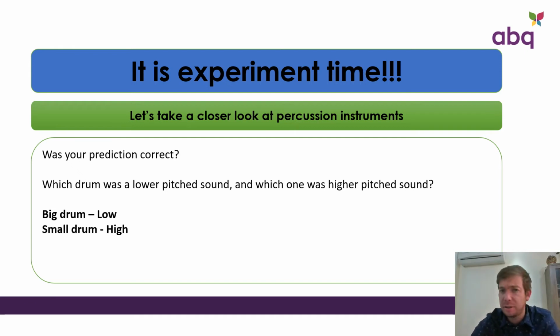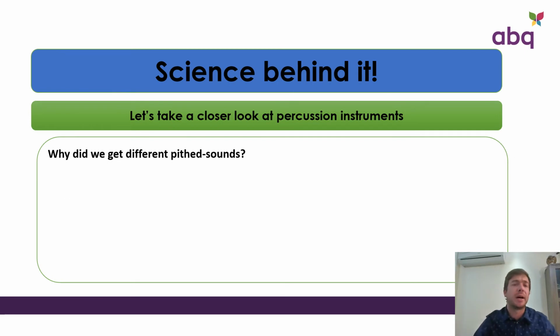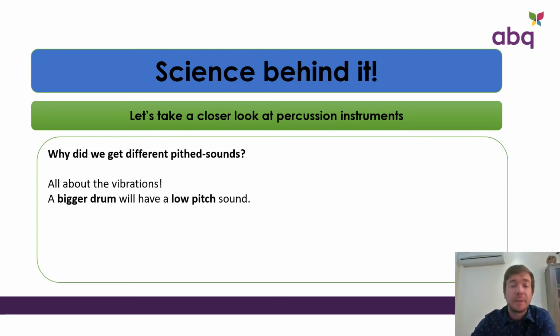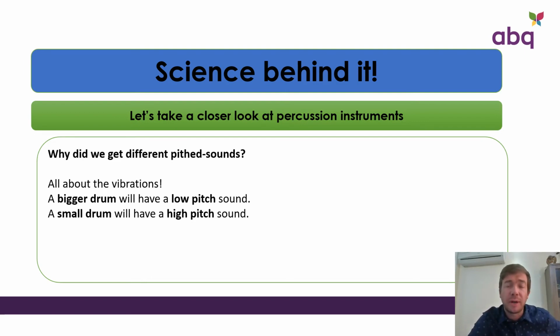So let's have a closer look into the science of it. Why did we get different pitch sounds? The reason is the size of these drums, and it's all about the vibrations these drums create. A bigger drum will have a low-pitched sound, and the smaller drum will have a high-pitched sound. But what's the science behind it? In the bigger drum, more air is being trapped, creating a slower vibration, because there's more air that the vibrations need to move through. So when the vibrations are slower, we get a lower pitch, slow and low. But in the smaller drum, less air is being trapped, meaning the vibrations will move faster. And if the vibrations are moving faster, we're going to create a higher pitched sound.